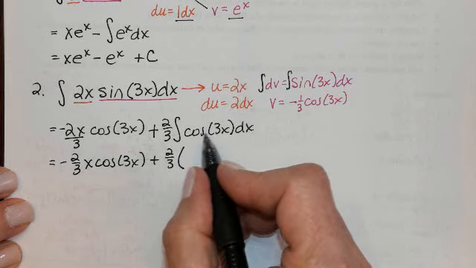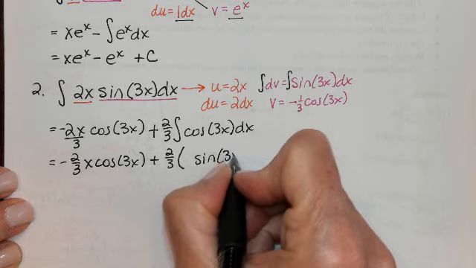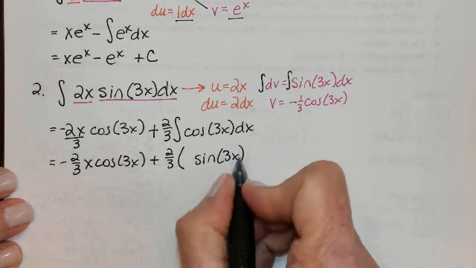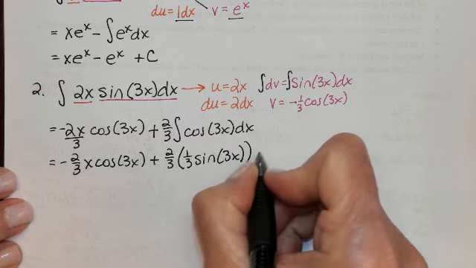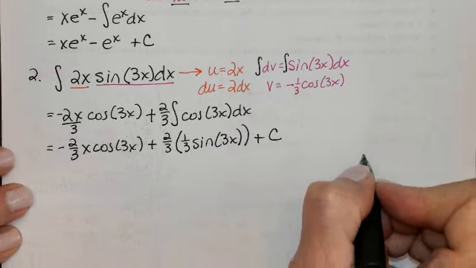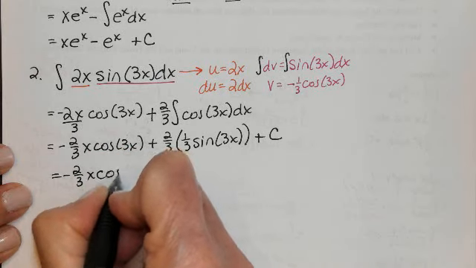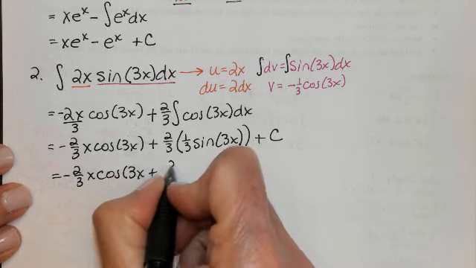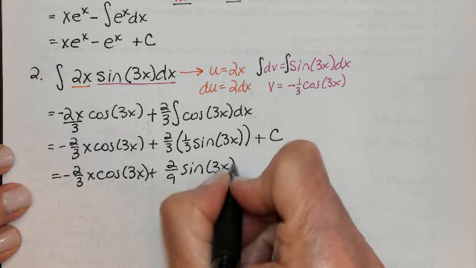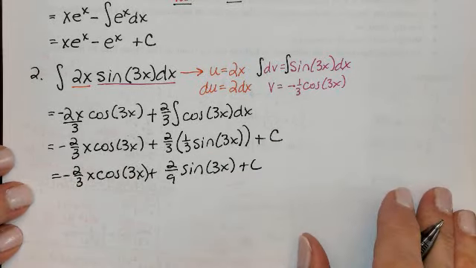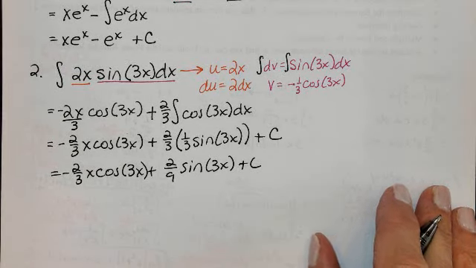Well, the antiderivative of cosine is sine. And then we have to undo the derivative, so another 1/3, plus c. That would be a safe stop spot, but not a multiple choice stop. This will be 2/9 sine of 3x plus c. Okay? All right.